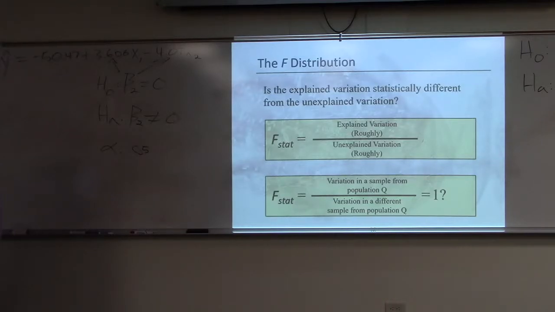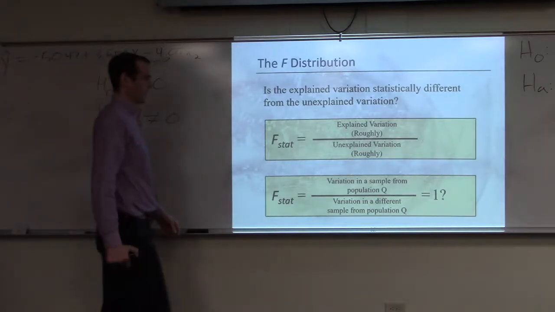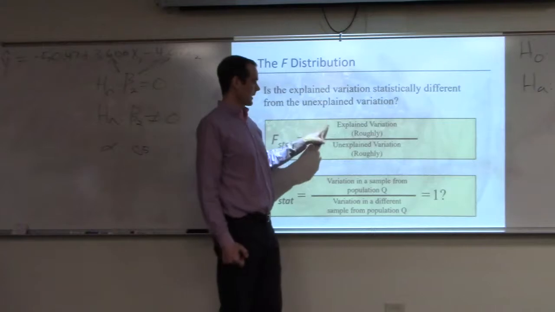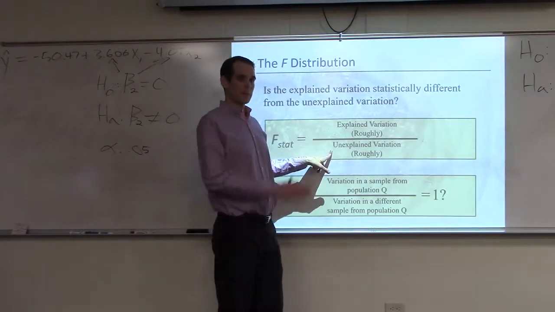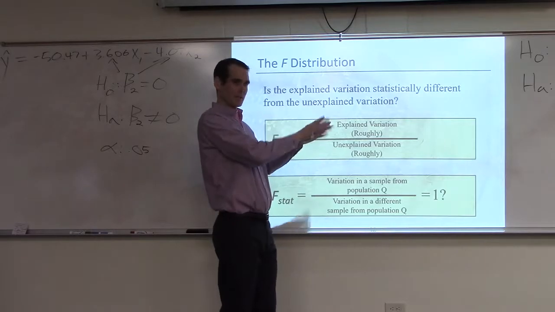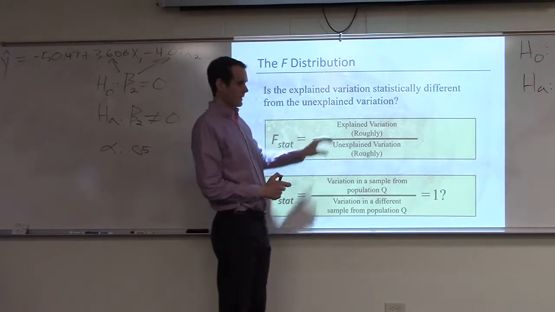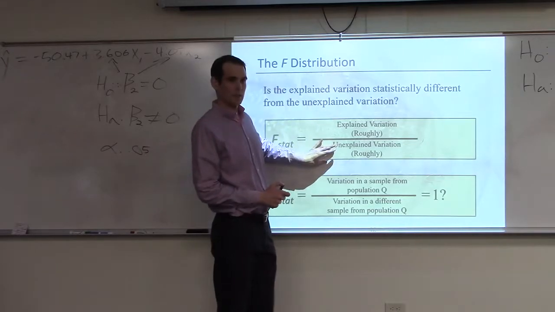All right, so F-stat compares explained over unexplained in the whole model. And that's different from the t-stat we use for individual coefficients. So the F distribution asks: is the explained variation statistically different from the unexplained variation in the whole model? In layman's terms, if this is very much different than this, then that means you've created a line of best fit, a plane of best fit that significantly separates the explained from the unexplained.